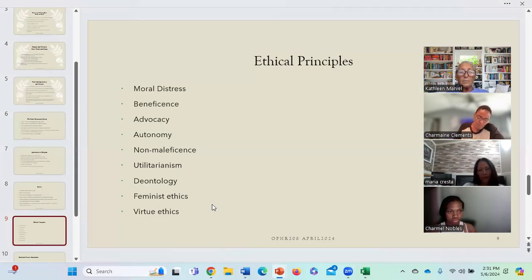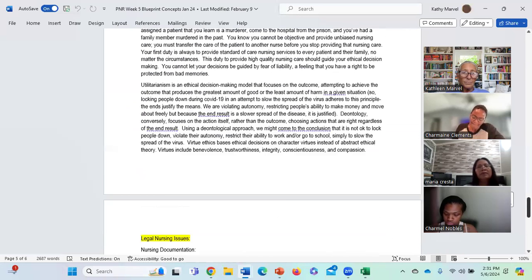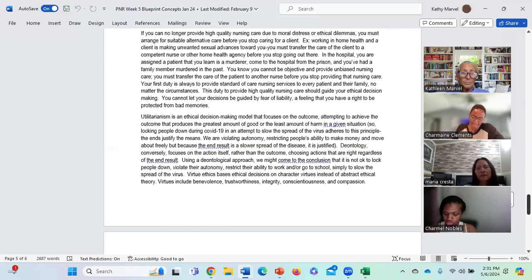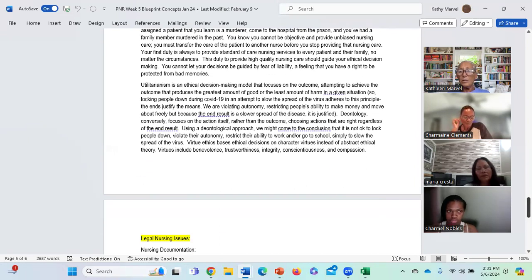Feminist ethics, virtue ethics. Virtue ethics bases ethical decisions on character, your virtues. Okay, virtues, you're looking at benevolence, trustworthiness, integrity, conscientiousness, compassion.